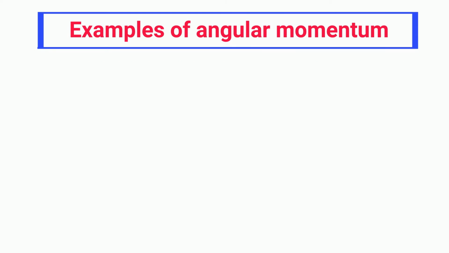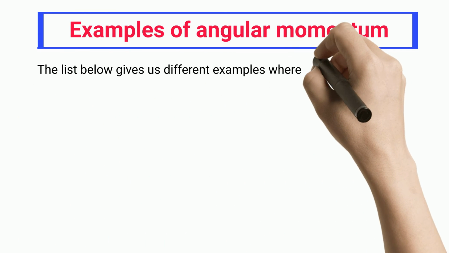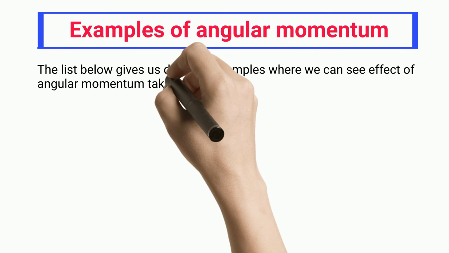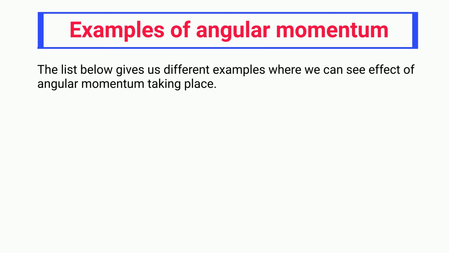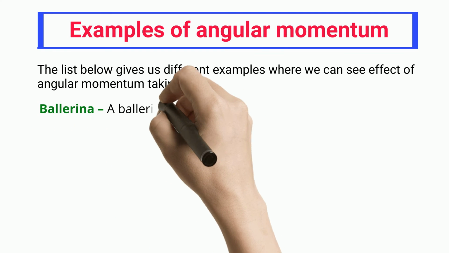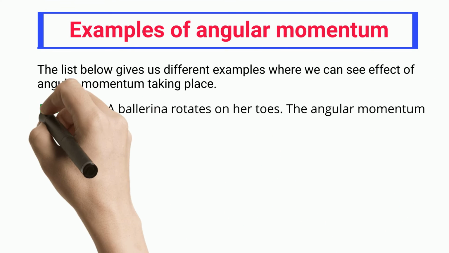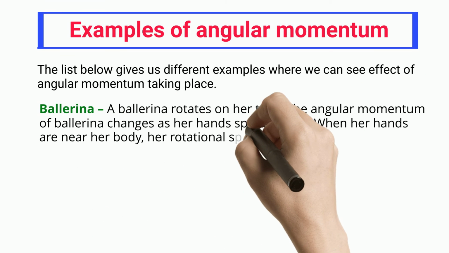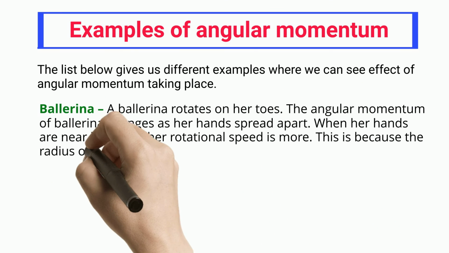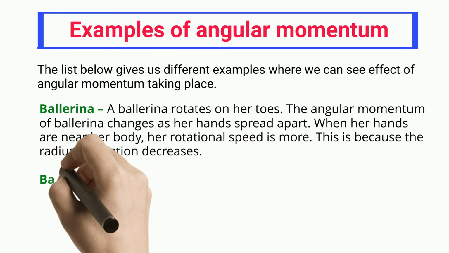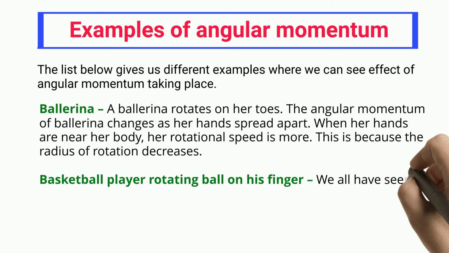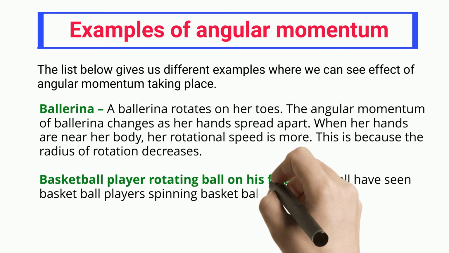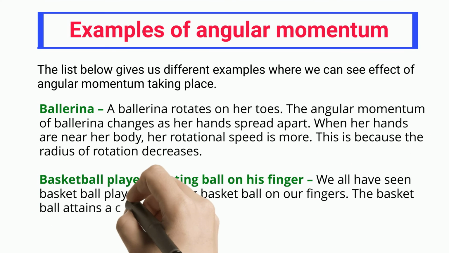Examples of angular momentum. The list below gives us different examples where we can see the effect of angular momentum taking place. Ballerina. A ballerina rotates on her toes. The angular momentum of the ballerina changes as her hands spread apart. When her hands are near her body, her rotational speed is more. This is because the radius of rotation decreases.